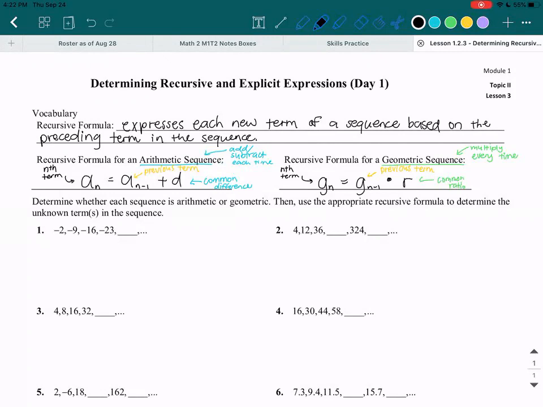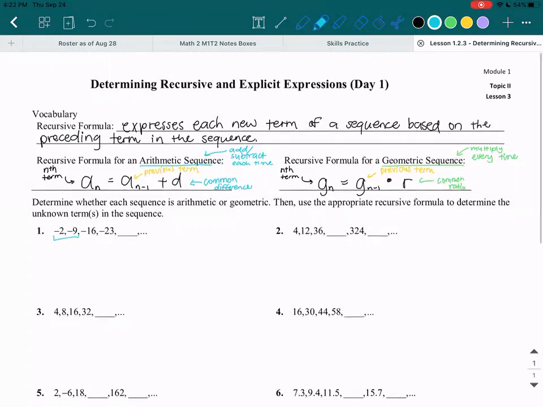So let's see if it is arithmetic. If it is arithmetic, we will be able to subtract 2 consecutive numbers and get the common difference every single time. So I'm going to try that out. Let's choose any 2 consecutive numbers. I choose those 2. And let's see what we would get as our common difference. The second number minus the first number. Okay, so that's the second number minus the first number. That simplifies to -9 plus 2, which would be -7.